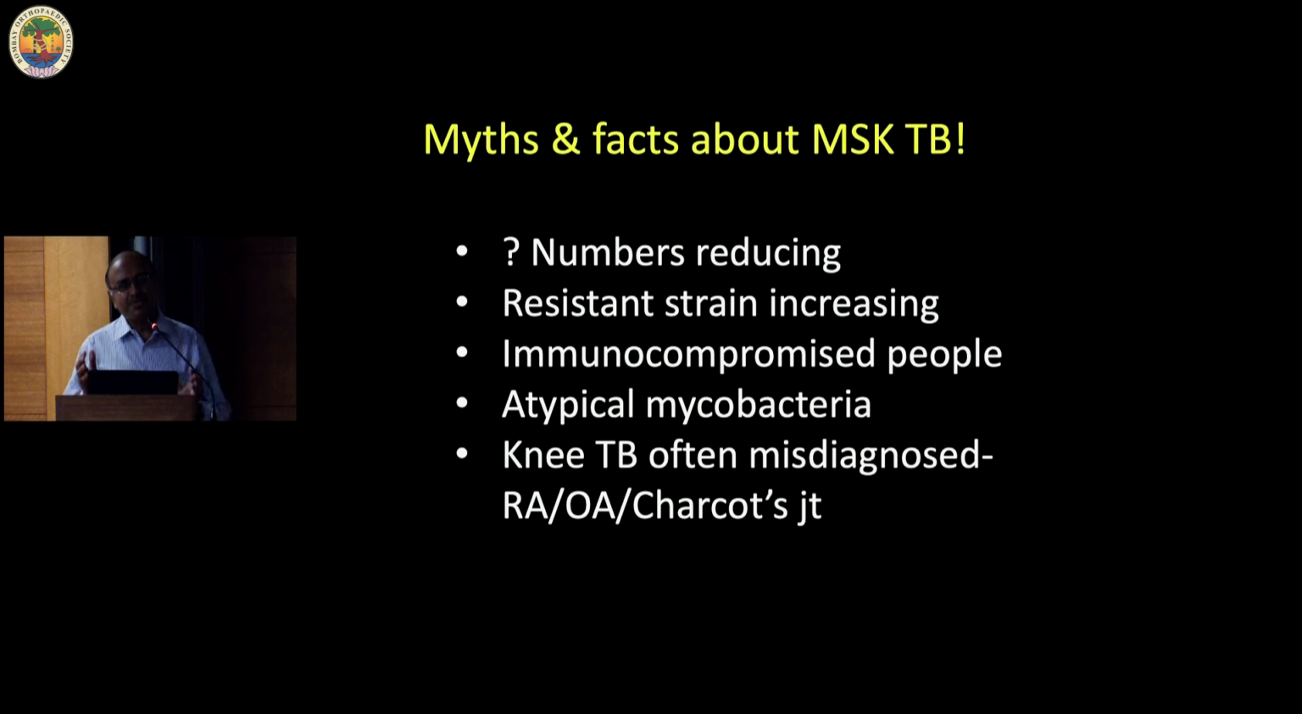We are getting more and more resistant tuberculosis cases and more in immunocompromised patients. Immunocompromised means not only the poor patient, it is also in the higher strata of society, high socioeconomic status patients. Those who have immunocompromised status are also developing tuberculosis. And we are seeing many atypical mycobacteria, which we discussed in the earlier part today, and I will present one case of atypical mycobacteria in the last part of my lecture. And knee tuberculosis is often misdiagnosed. Often in rheumatoid or osteoarthritic patients when you operate, or sometimes in sarcoid joints also, there is a possibility of tuberculosis, so we need to have a high index of suspicion and diagnose it.